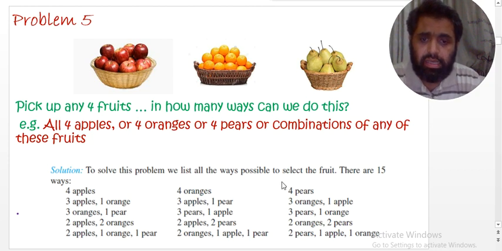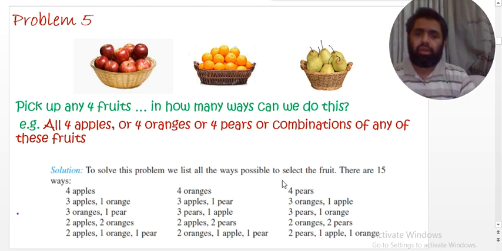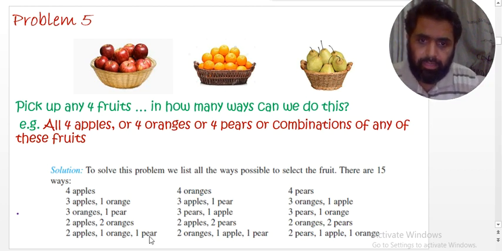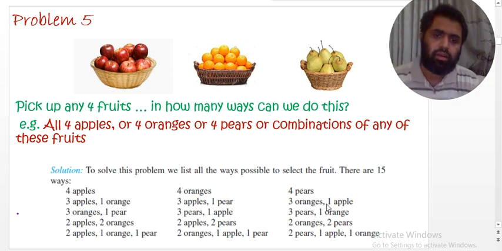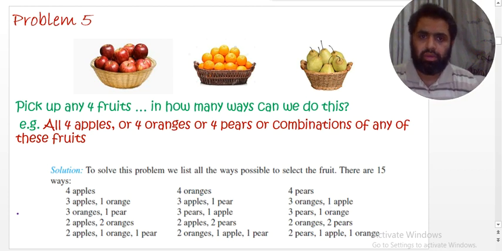So let's try to understand what could be the formula for this. We have listed this, but we cannot make a list all the time, so it's better to have a formula for this.